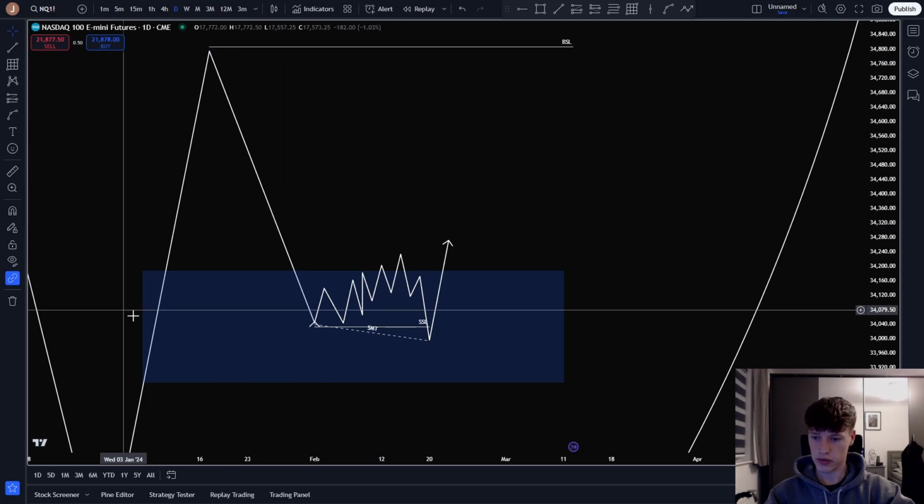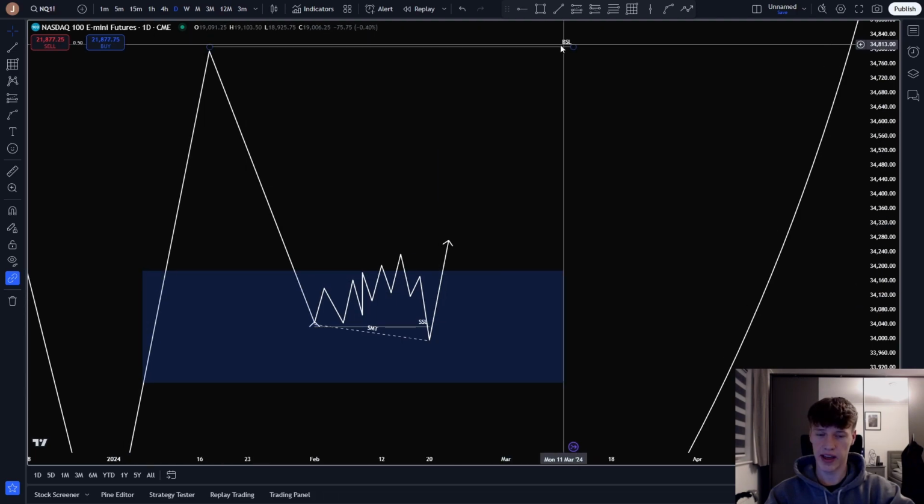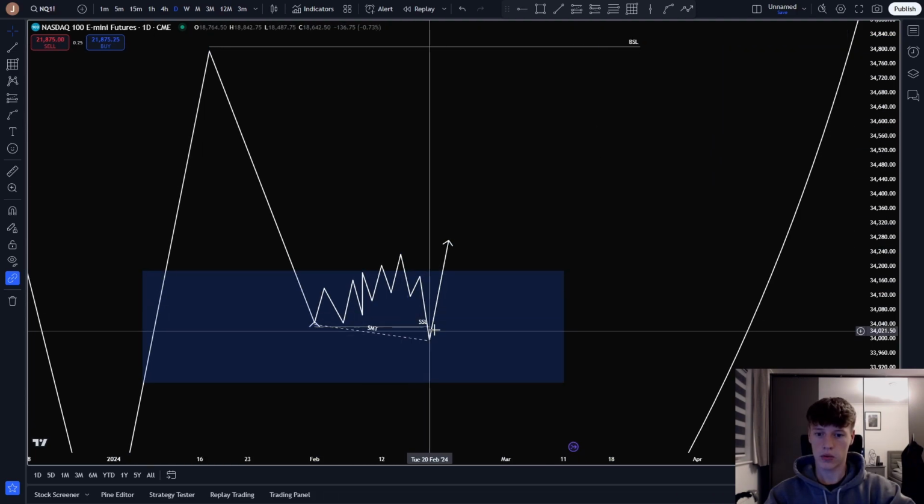London session sells off into a 1-hour imbalance. This is your 5-minute external draw. Market opens. Imagine market opens right here. Manipulation. SMT, sell side liquidity. And we've had displacement now.